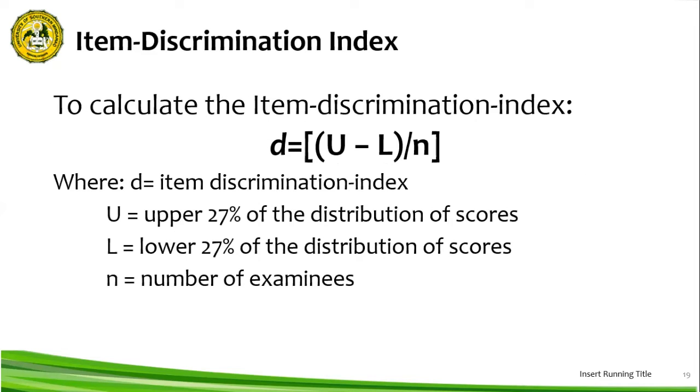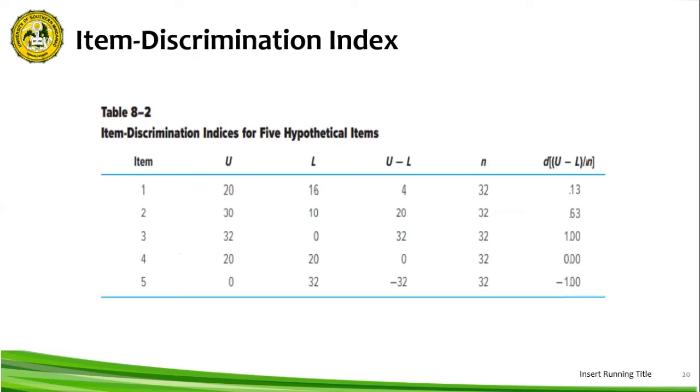So to calculate the item discrimination index, the item discrimination index is equal to the upper 27% of the distribution of scores minus the lower 27% of the distribution of scores over n, which is the number of examinees. So here is the example given. As you can see, there are items, upper scores, lower scores, U minus L, and number of examinees.